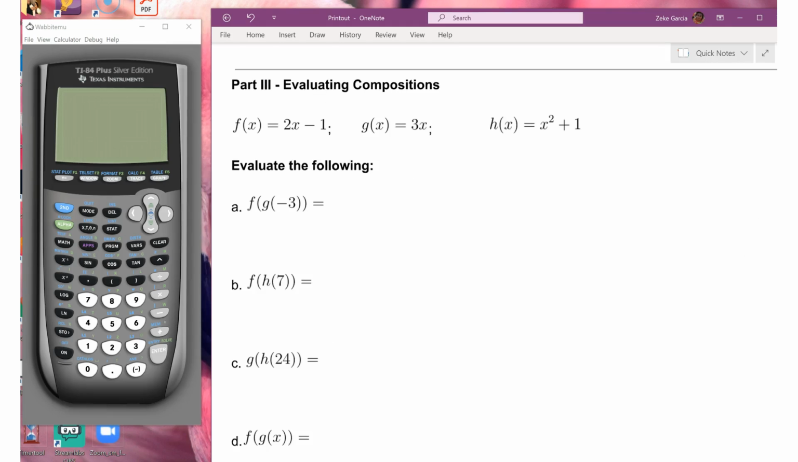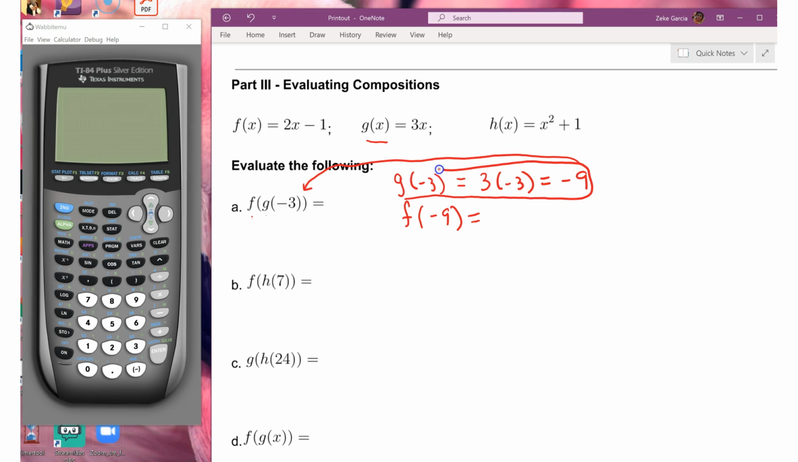So now we're going to evaluate these compositions. So you have f of x, g of x, and h of x. And you have this composition f of g of -3. So what is the first step? You got to evaluate it at g of -3. So you're going to use this function. So you have 3 times -3 gives you -9. Now -9 is going to go back into f. So you have f of -9, since that is what came out of g of -3.